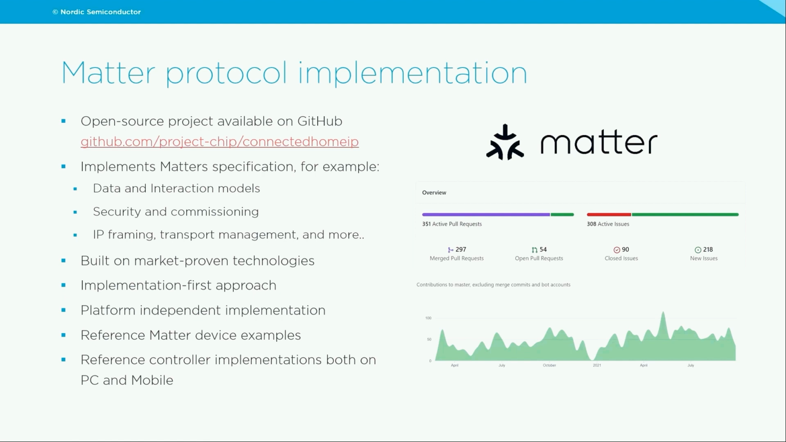To name just a few features, we have the data and interaction models, which help to describe the various functionalities and actions that can be performed on the devices. We have also security foundations and device commissioning, which allows the user to add a new device to an existing network in a secure way. Also, since Matter is based on IPv6 and various IP-enabled transports, such as Thread, transport management and numerous framing procedures are implemented as well.